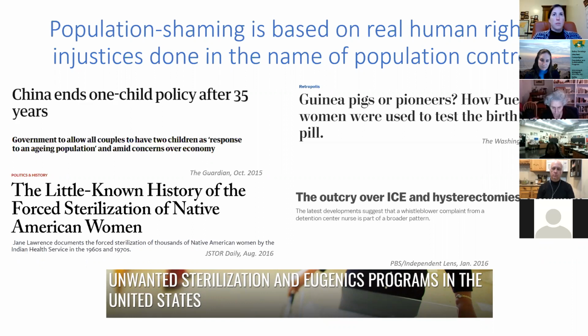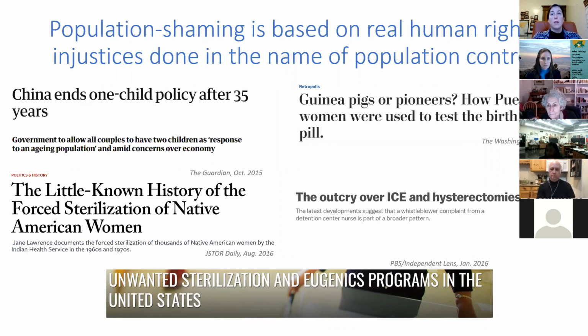Bottom left is a little known history of forced sterilization of Native American women. Again, it's easy to think these injustices happened in the past. They're certainly not something we're seeing today, which is not true. This happened in the 60s and 70s. And even this year, there were all those headlines about forced hysterectomies at ICE detention centers, to the point that one gynecologist was described as the uterus collector. And these are happening right in the United States.